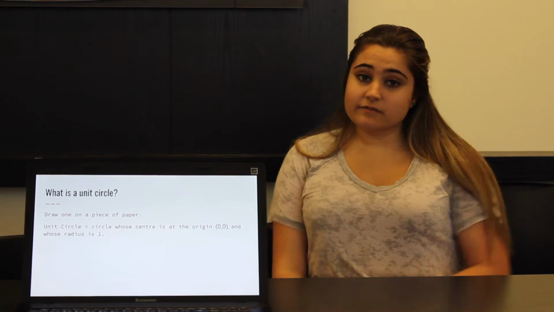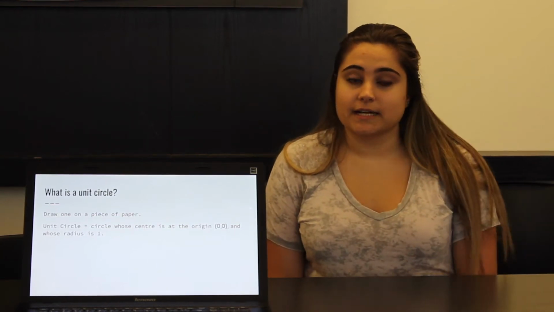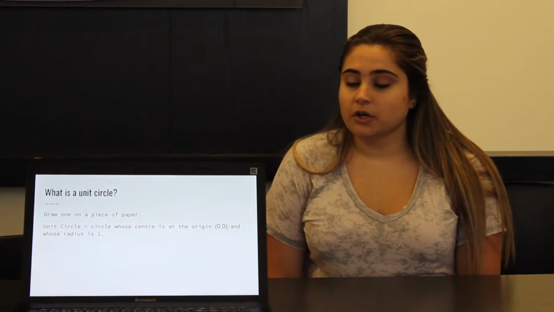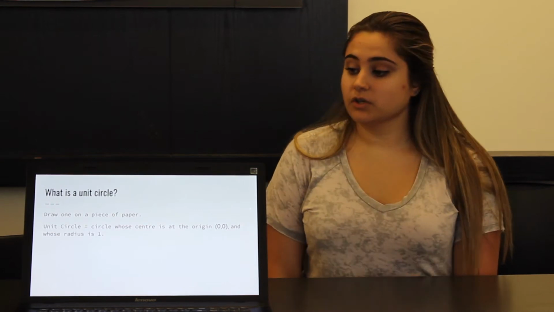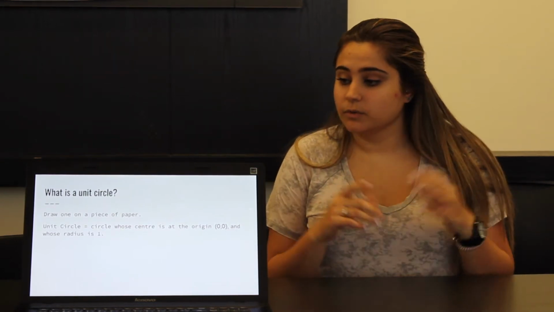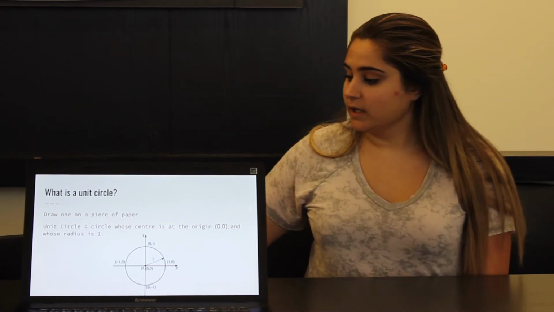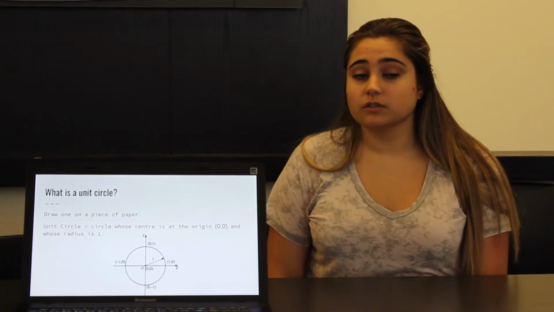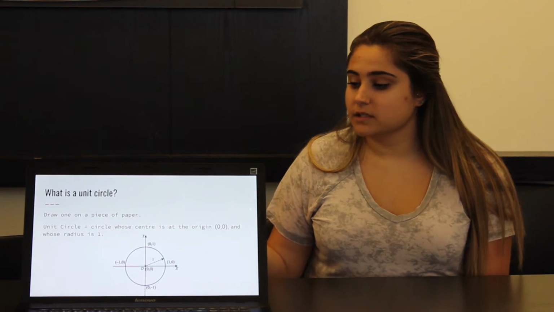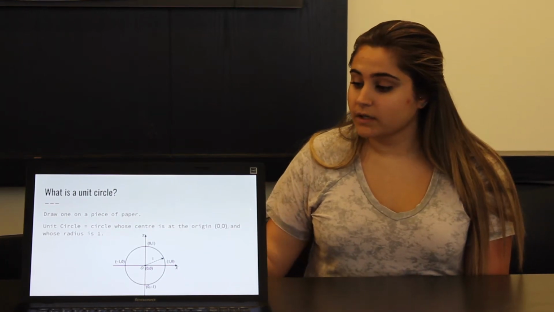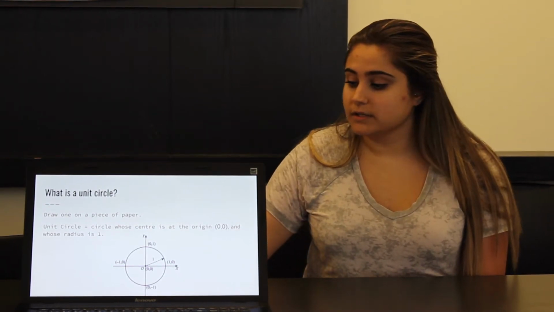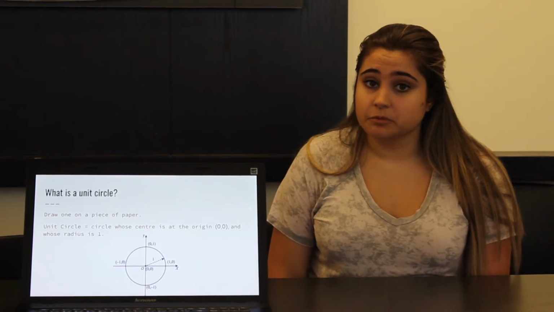A few moments later. So now that you have drawn a unit circle, let's talk about its actual definition. A unit circle is a circle whose center is at the origin, which is the point (0, 0), and has a radius of 1. As you can see, it's on the Cartesian plane. It is a circle centered at the point (0, 0), which is an important point.